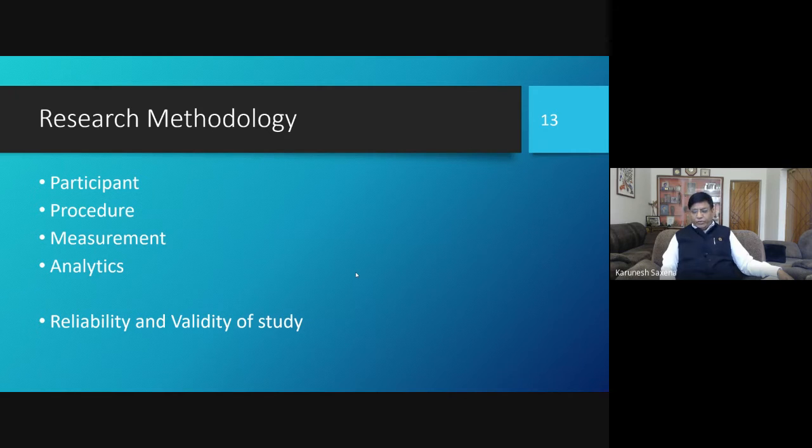Then you will also focus on analytics, that is, what kind of statistical techniques you will be using for analyzing the collected data, all those things. The reliability and validity of the instrument through which you are collecting the data, the methods will also be discussed here. Results will be discussed in the next section, but which methods of reliability and validity you are using for your questionnaire and instrument, you will mention here.